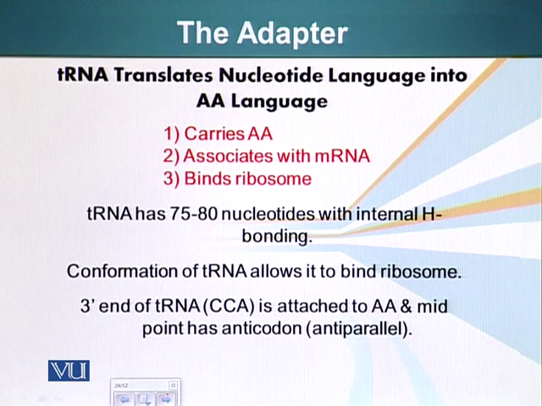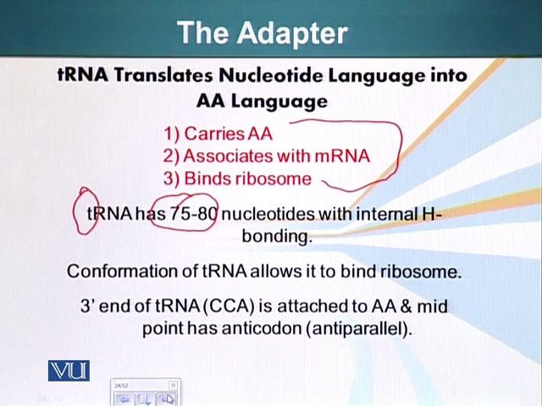So tRNA is the adapter. As the name implies, it is an RNA molecule, but we put a small t here, meaning that it's a transfer RNA. We have talked about one type of RNA, messenger RNA, which carries the message from the nucleus to the cytoplasm. This is the transfer RNA. It is about 75 to 80 nucleotides long, and it performs all these functions.